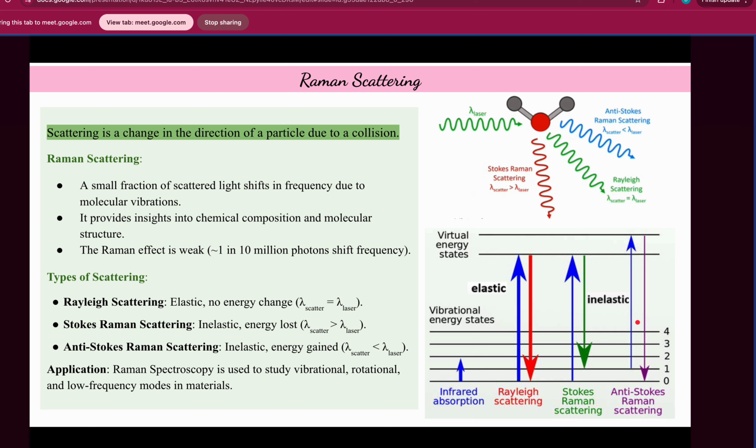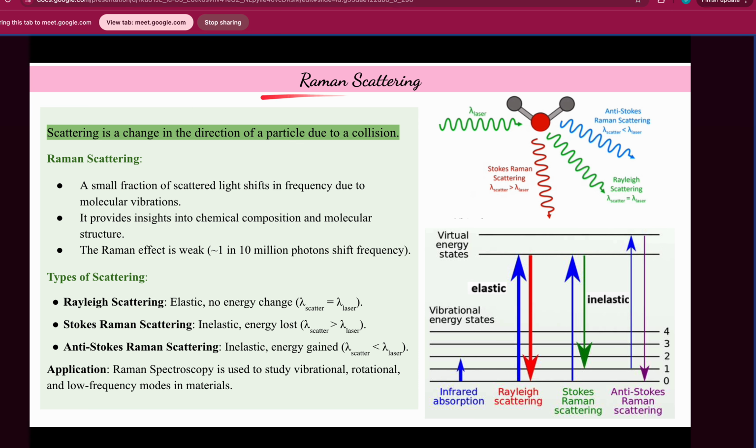Now we will move to our last scattering or last spectroscopic technique, which is Raman spectroscopy. Because Raman spectroscopy is based on the scattering of light, it is known as Raman scattering. And C.V. Raman was the first Indian to get the Nobel Prize in physics, in the 1930s, for this Raman scattering.